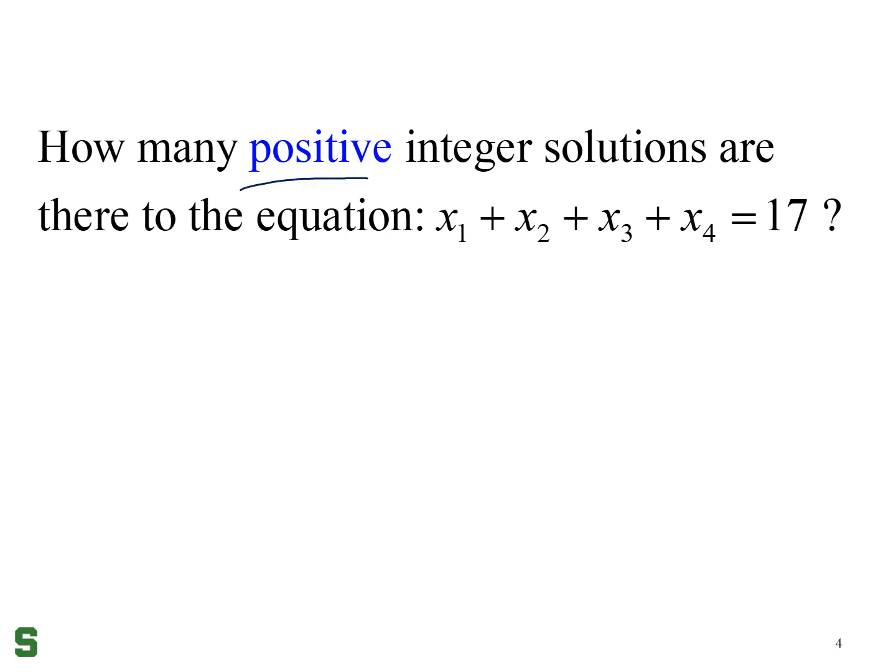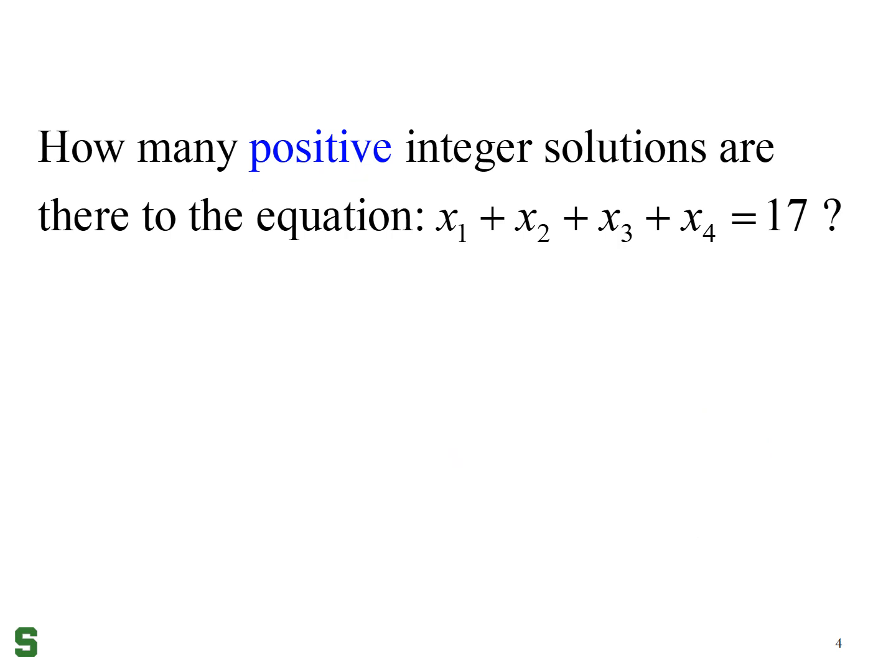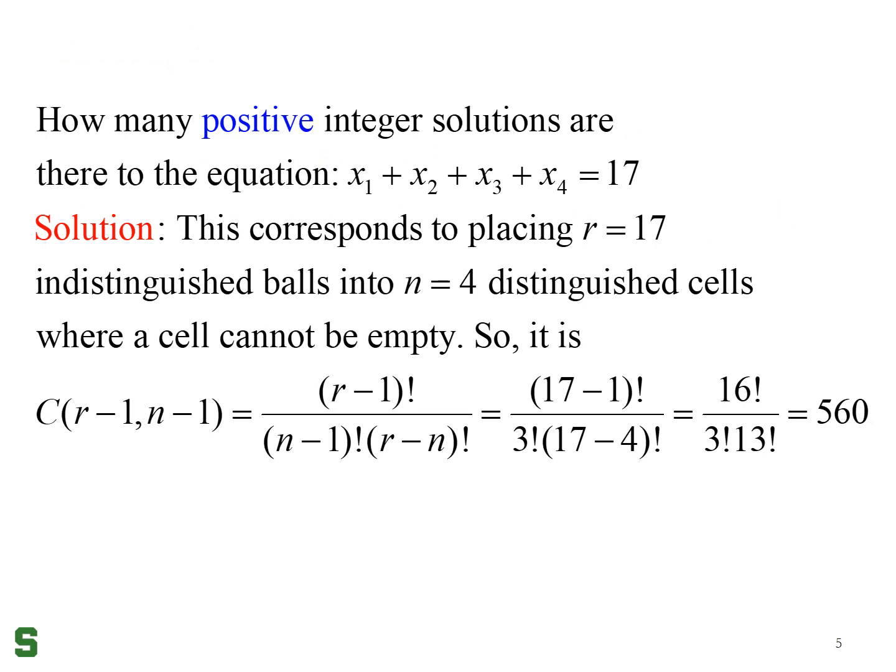That means essentially what I was doing earlier, I had chosen x4 to be 0, that will not be allowed. I have to put at least one ball in every bucket. That will guarantee that each number that I have is positive. So now we can use this to solve the problem. And again, in this case, the only difference is that the cell cannot be empty. So we can use that formula, and that will give us the answer as 560.